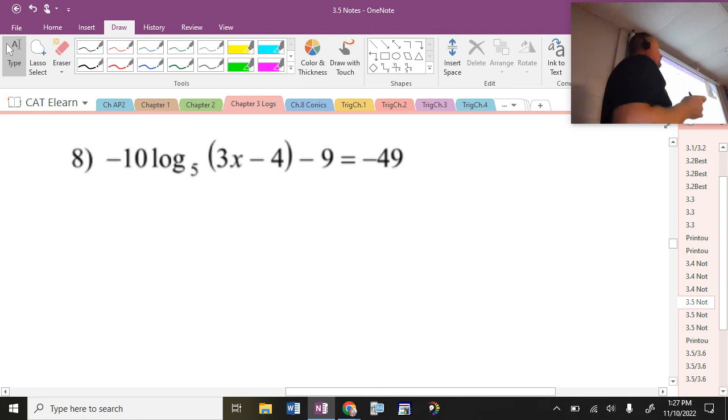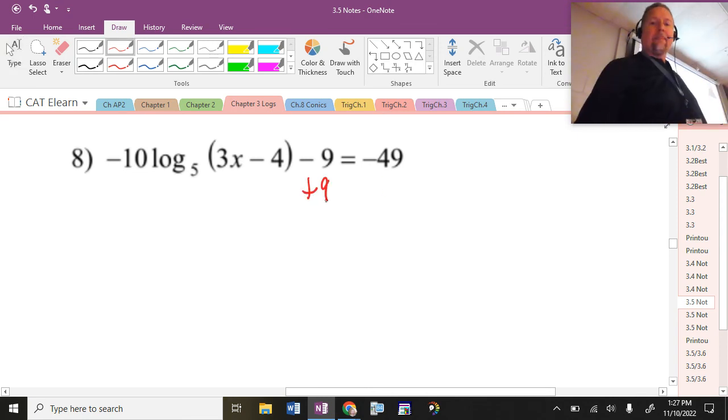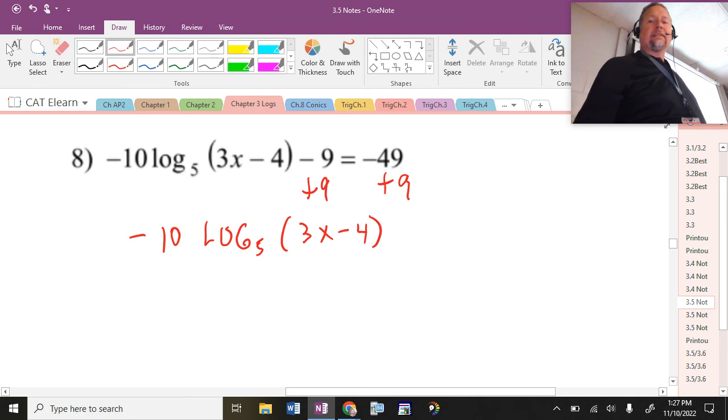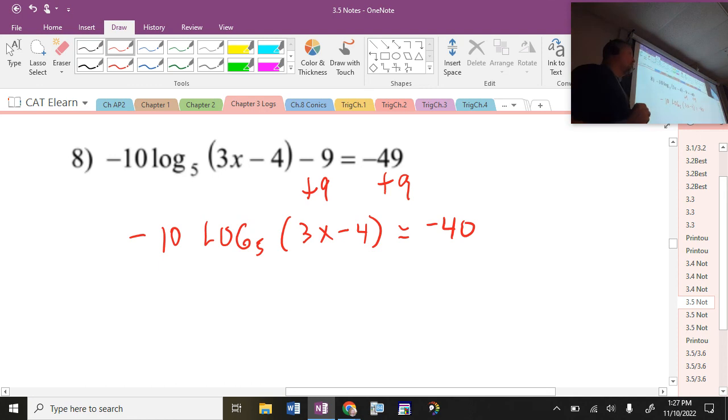What do you think I do first? What do you think I do first? Add 9. Okay, so you add 9. The whole point of these is you have to get the logarithm isolated. What's the next thing I should do? What's the next thing I should do? 3, 2, 1, go.